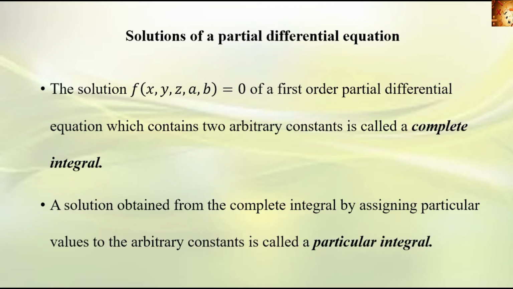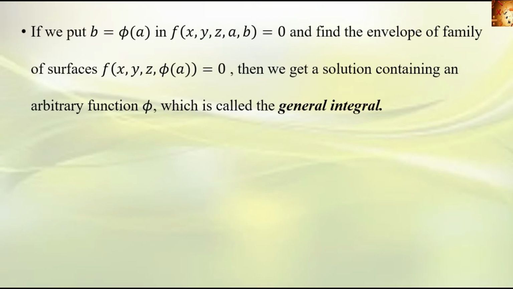The solution obtained from the complete integral by assigning some values to the arbitrary constants is called a particular integral. Similarly, if we put b equal to a function of a, that is phi of a, in the equation f of x, y, z, a, b equal to 0, and find the envelope of the family of surfaces f of x, y, z, a, phi of a equal to 0, then we get a solution containing this arbitrary function phi. Such a solution is called a general integral.